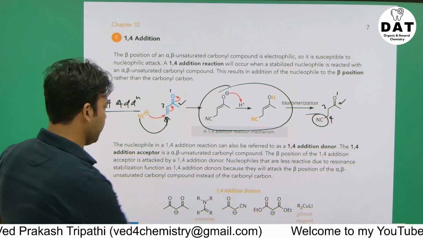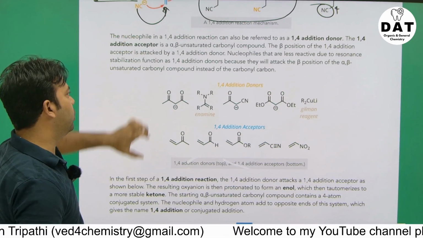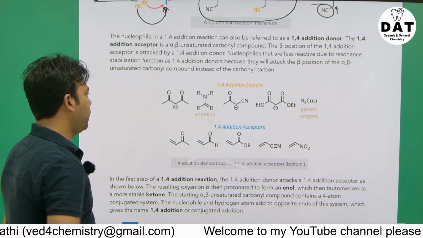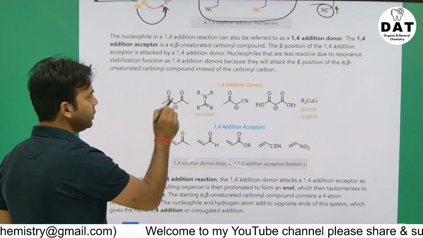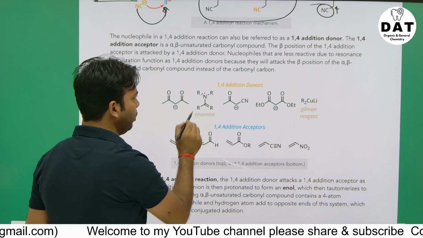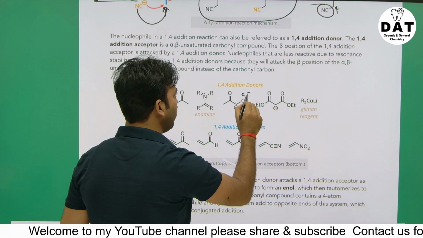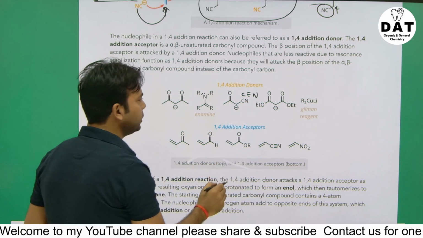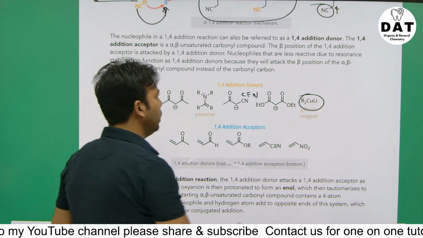Next, which type of nucleophile can give you the 1,4 addition? So you can see this negative is conjugated, that's why weak. This is also conjugated because the double bond has a lone pair. This is also negative, conjugated with the C triple bond, and this is in resonance, and this is also R2CuLi. This is also a weak one.